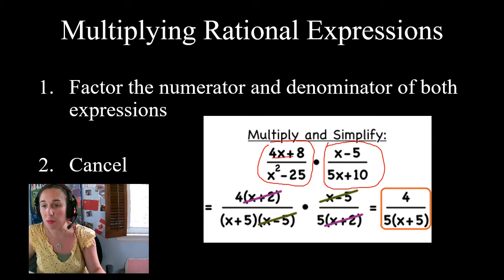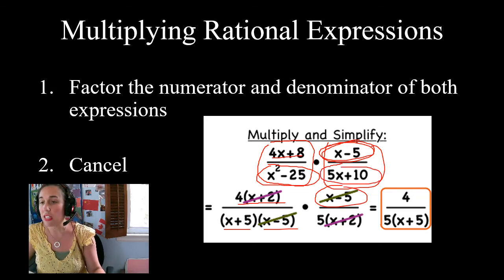So they took 4x plus 8 and they factored it. They pulled out a GCF of 4, which left them with x plus 2 in the numerator. And then in the denominator, this was a difference of squares, right? You see a binomial, a subtraction sign, two perfect squares there. So that factored x squared minus 25 to x plus 5 times x minus 5. X minus 5 in the numerator of the second expression, well, that's already factored. You don't have to do anything to it. And then in the denominator of the second expression, you pull out a GCF of 5, and you're left with 5 times x plus 2.